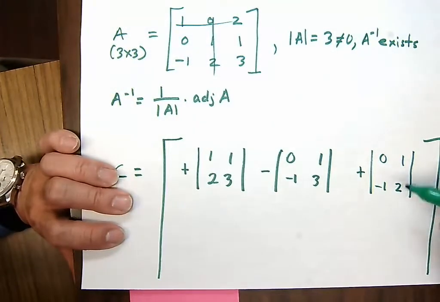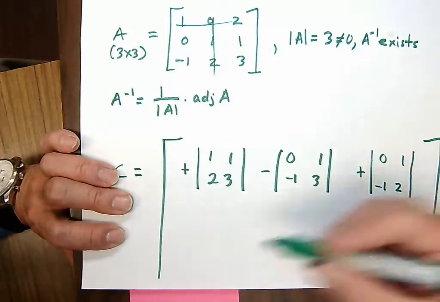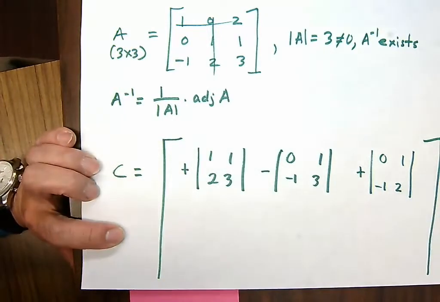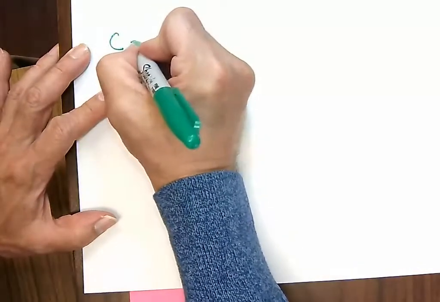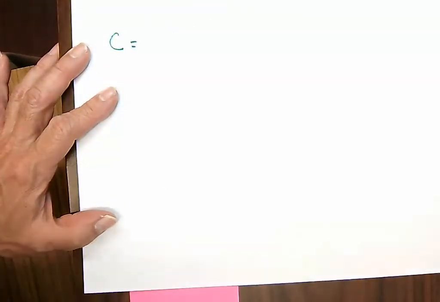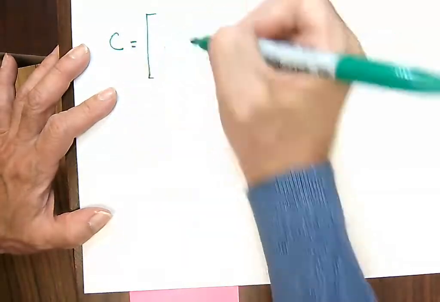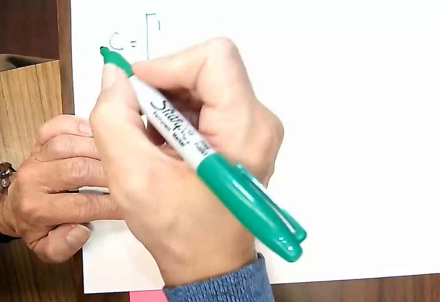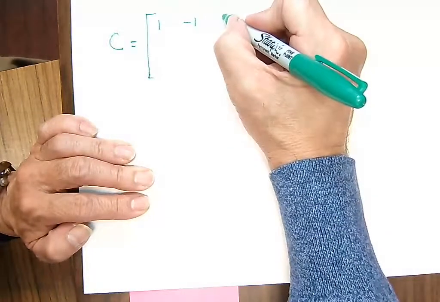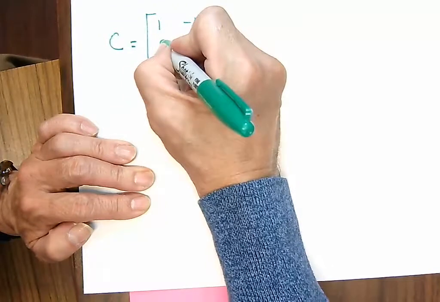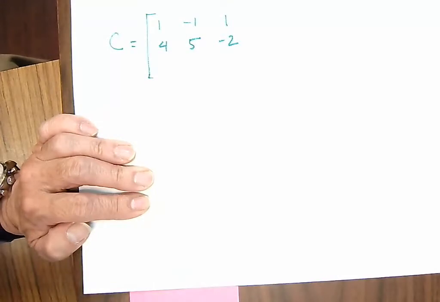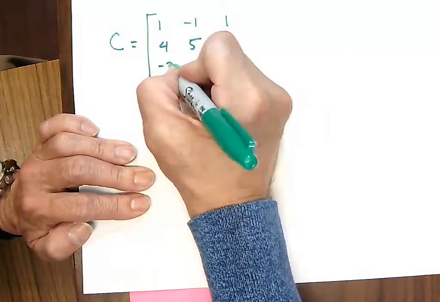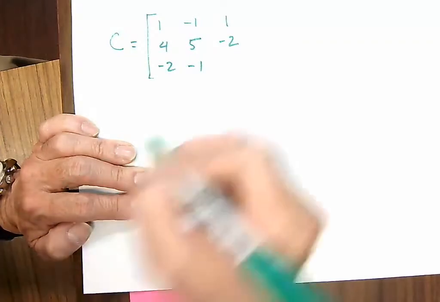And we need to repeat this procedure for the remaining elements of the A matrix to get the remaining elements of the cofactor matrix. After we do that, you should be able to show that the final cofactor matrix contains the elements in the first row, 1, -1, and 1. In the second row, 4, 5, and -2. And in the third row, we have the elements -2, -1, and 1.